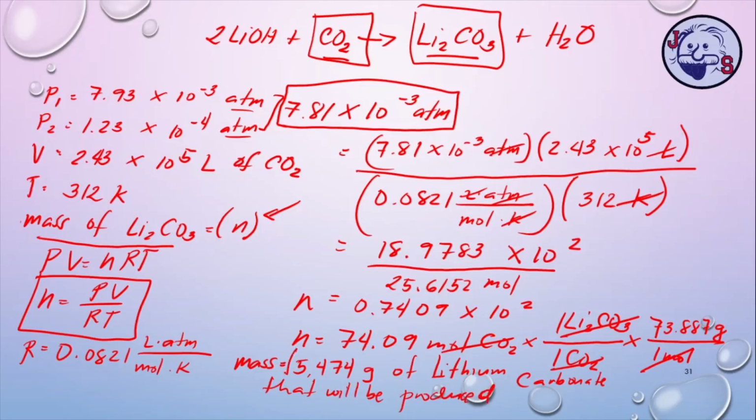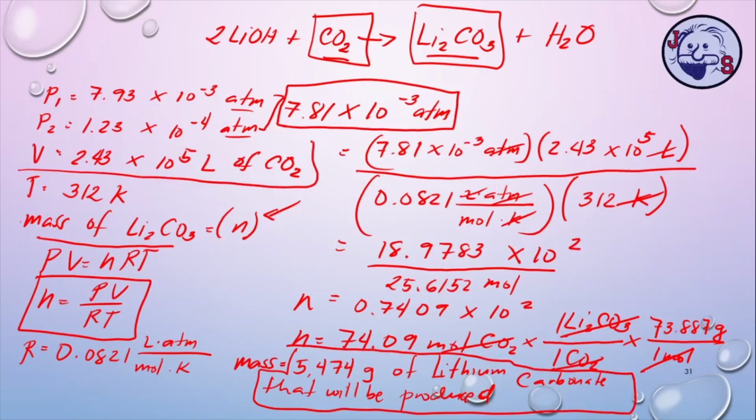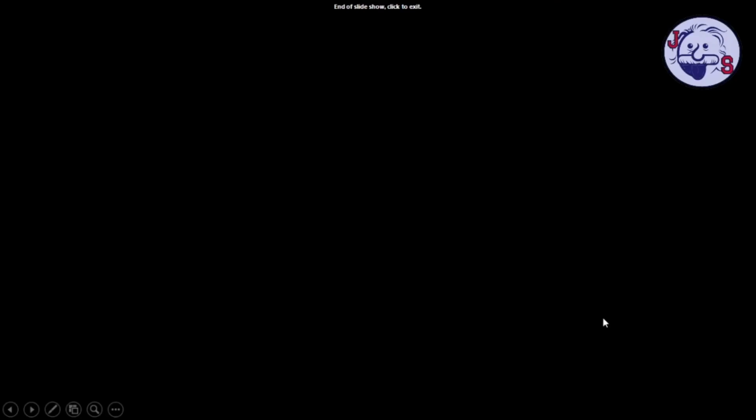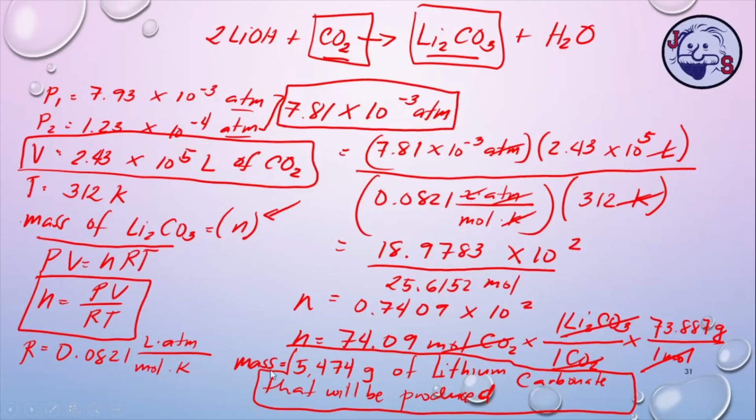So why the large number? If you are wondering, it is because the volume that you have here in the first place is very large. So this answer is somehow correct, because if we have a large volume, then the product is expected to have a large quantity as well. This was the 5th problem for the ideal gas law.